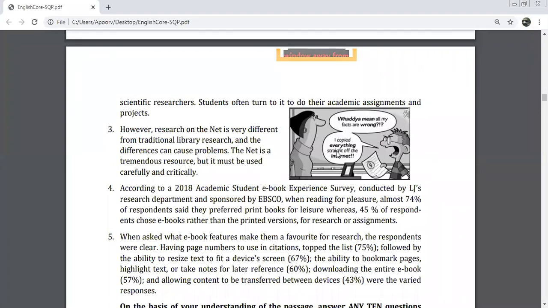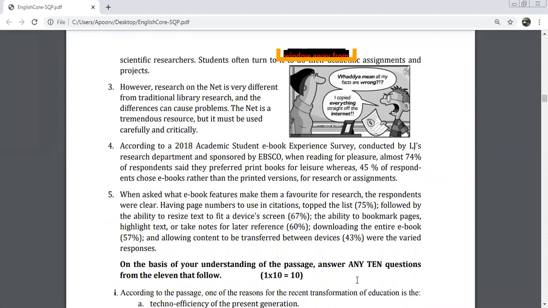This was the first reason, 75% gave this logic, followed by the ability to resize the text to fit a device screen, 67%. The ability to bookmark pages, highlight text, or take notes for later reference, 60%. Downloading the entire ebook, 57%, and allowing the content to be transferred between devices, 43%, for the different responses. Very quickly, I've read out what it is.